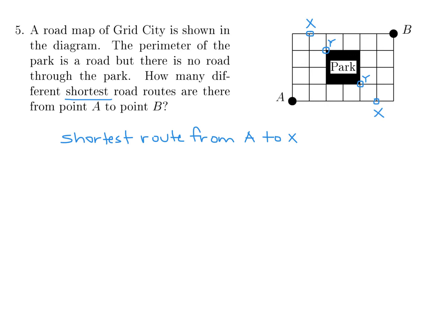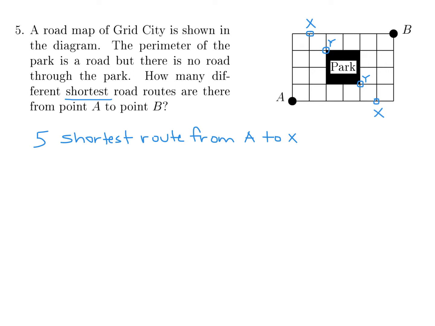Now, you might think, well, there's other ways of going there. For example, you could go like this or like that. But remember, that is not the shortest way anymore. You're adding additional steps. They want the absolute shortest way of getting from A to B.